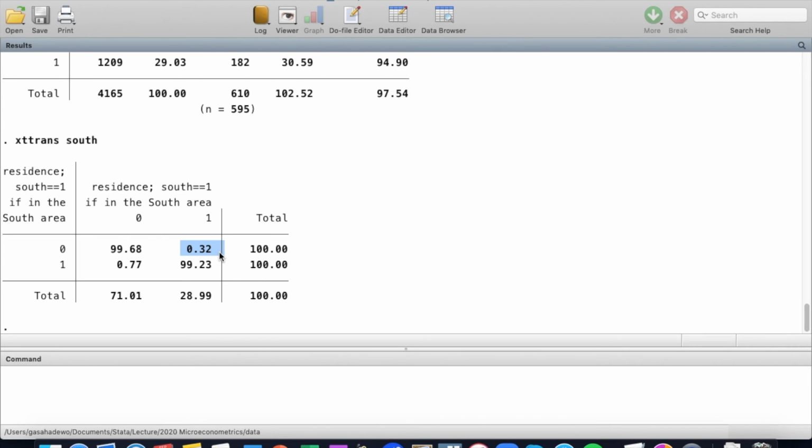So this transition probability is very useful in looking at whether or not the south area is a variable that changes over time or a variable that does not change over time. If the values here are 100, 100, 0, and 0, it means that the variable south does not change over time, and that's something that we cannot include in the fixed effect estimation.